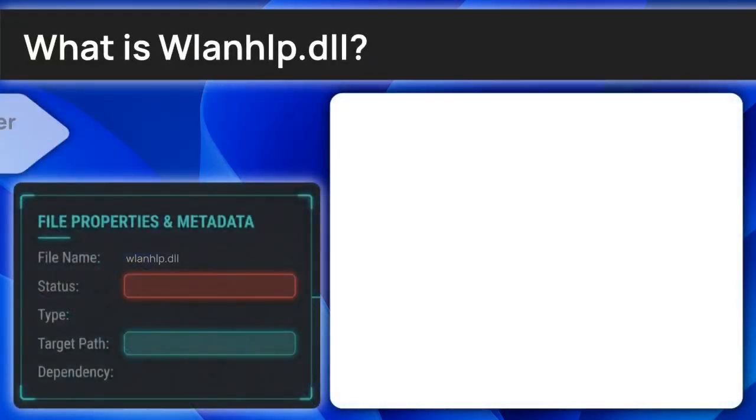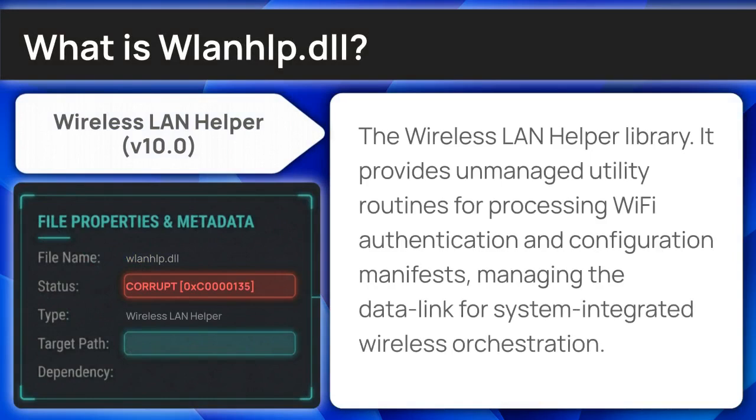This is the Wlanhlp, the Wireless LAN Helper library. It provides unmanaged utility routines for processing Wi-Fi authentication and configuration manifests, managing the data link for system-integrated wireless orchestration.